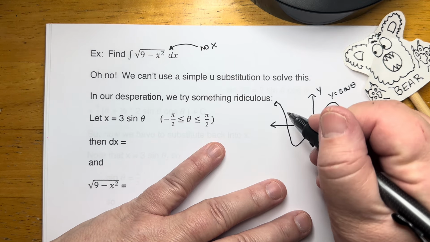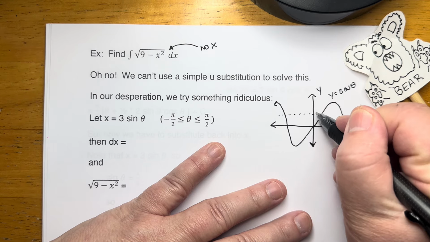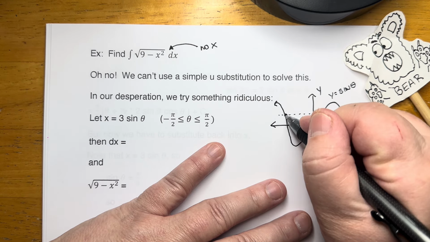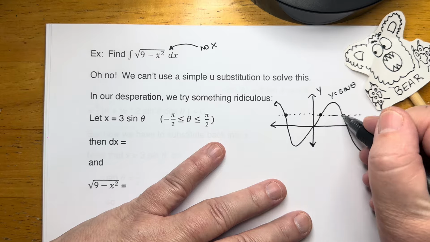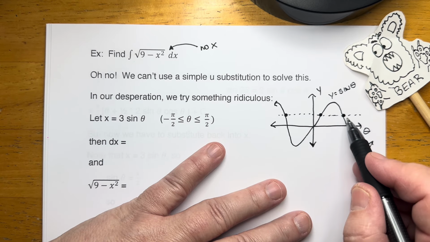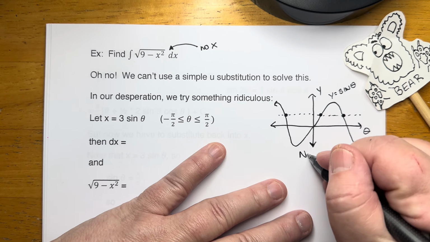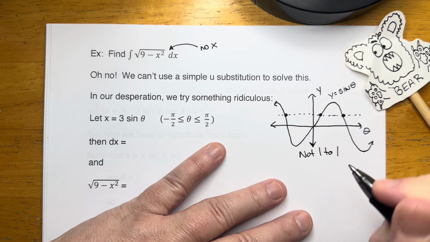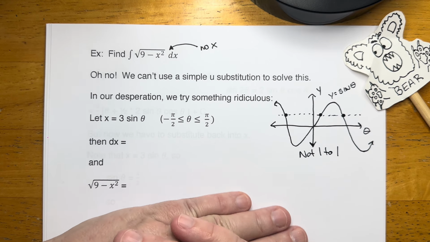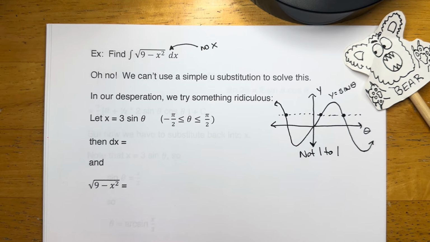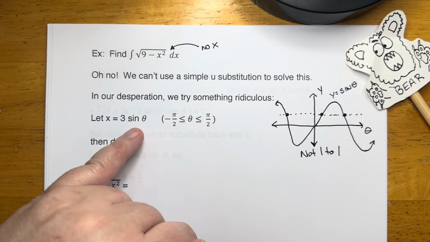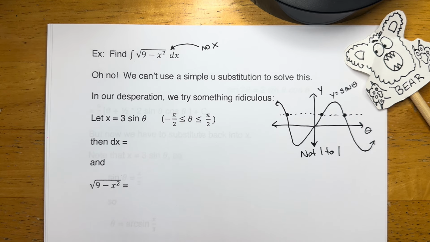And you'll notice that if I draw a horizontal line, I see that there are many different values of theta where y hits the same value. And that means that it's not one-to-one. That's called the horizontal line test. It's like the vertical line test for functions. Basically, it's not a function when you try to go backwards. And what we're going to do is let x equal 3 sine theta, but then we're going to do a lot of work, and then we're going to go backwards. And the problem is if we go backwards and it's not one-to-one, this all falls apart.